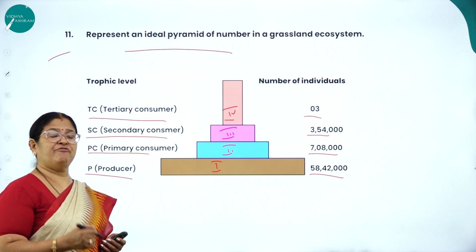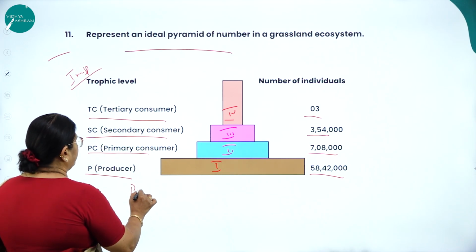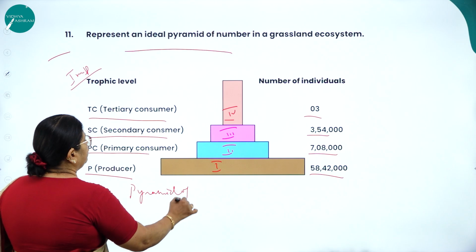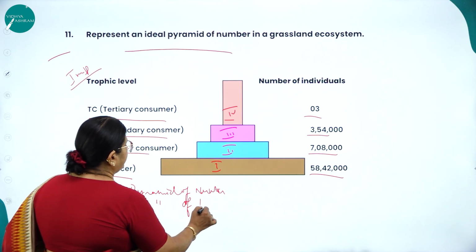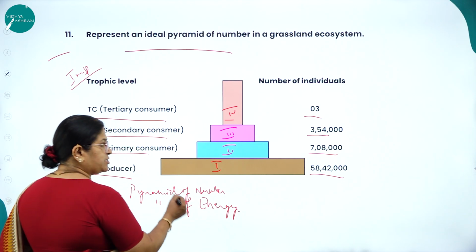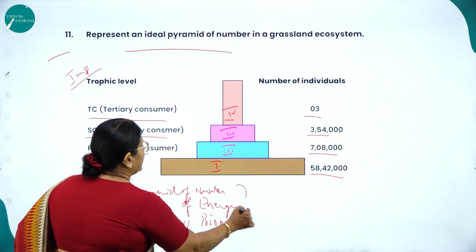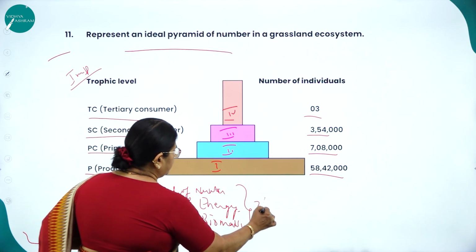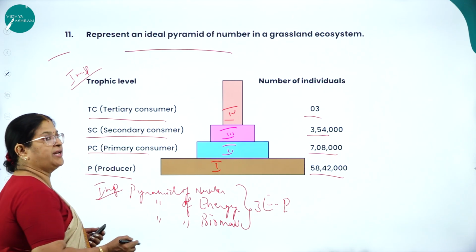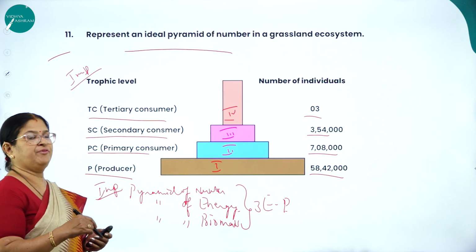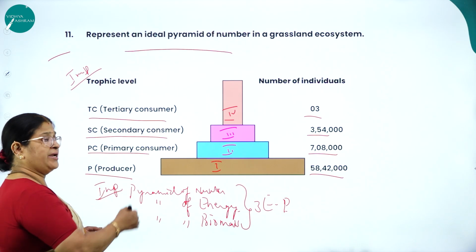These ecological pyramids are very important from the examination point of view. We have three ecological pyramids: pyramid of number, the one here, pyramid of energy, which I explained in the previous slide, and pyramid of biomass. Among these three, any one will be asked. So this is very important for the examination. What are ecological pyramids? What is pyramid of number? Draw an ideal pyramid of number in a grassland ecosystem. Like that it will be asked.